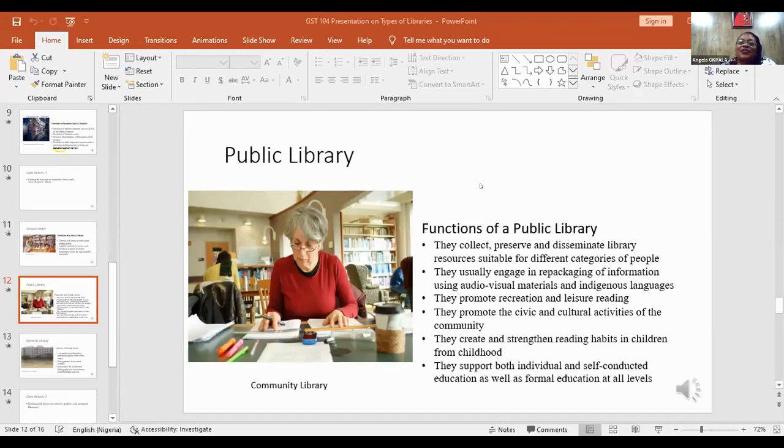Now we are looking at the public library. And I have said that unlike the academic libraries and the school libraries, the public library is located in the communities, not in any school, not in any tertiary institution. They are located in your communities and they are meant for the public, for different types of users, unlike the special library, where we said that their users have homogeneous interests, and unlike the university libraries, where you have different categories of people, although all students and researchers, but in different fields.